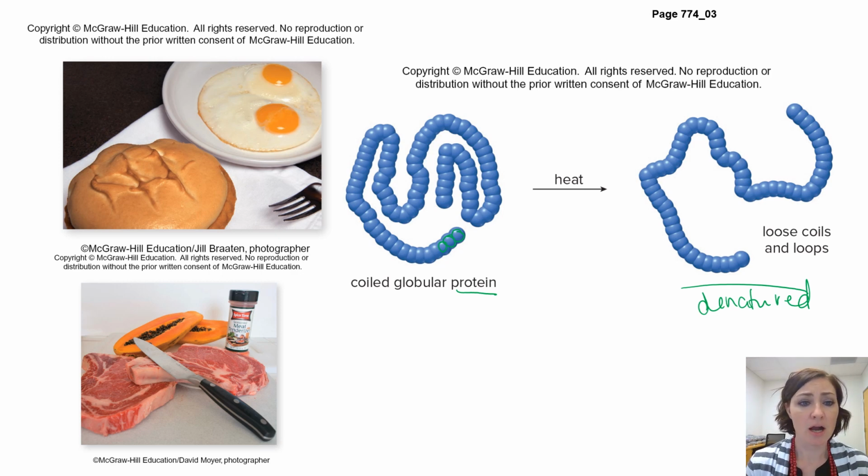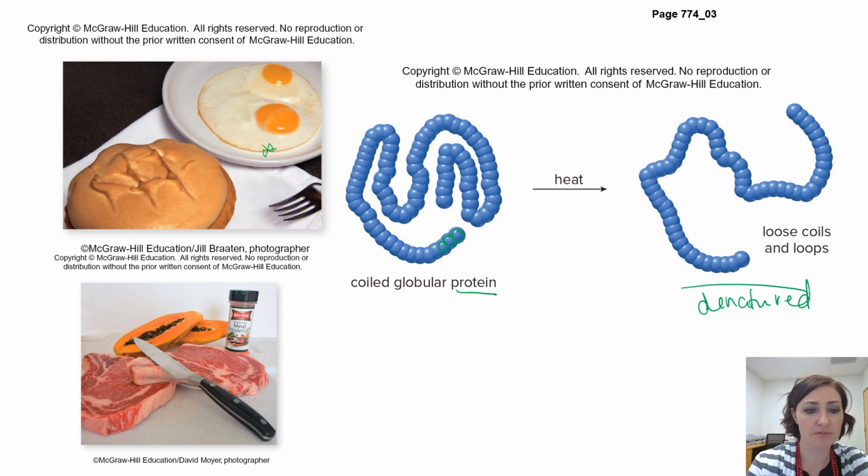So here are examples. Cooking eggs is a denaturing event. When you apply heat to something and you cook it, that is an irreversible denaturation. You're unfolding those proteins. We do cook meat a lot of times to tenderize it, because those proteins are going to start to unfold. They become easier for us to chew, although you can always overcook your meat and you've undone all that good as well.